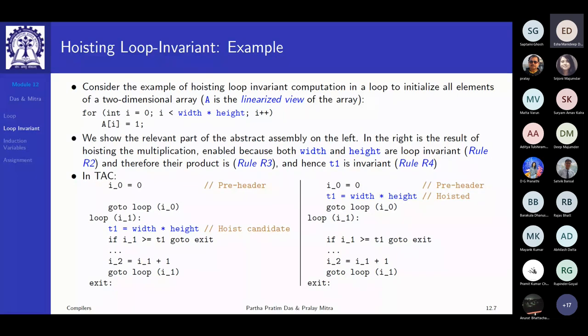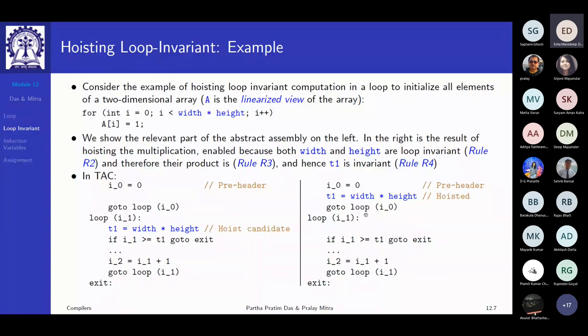So that satisfies the condition of the pre-header. So you already have that. So what we do is to hoist: we take this statement, instruction T1 assigned width times height, and hoist it to the pre-header. So we are hoisting it. Look at the right. We have hoisted it to the pre-header, and the rest of the loop remains the same.